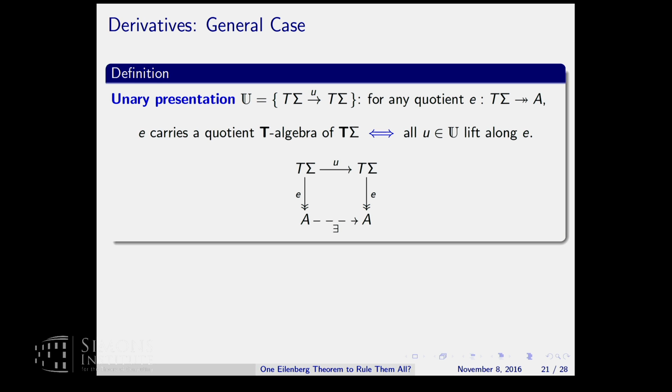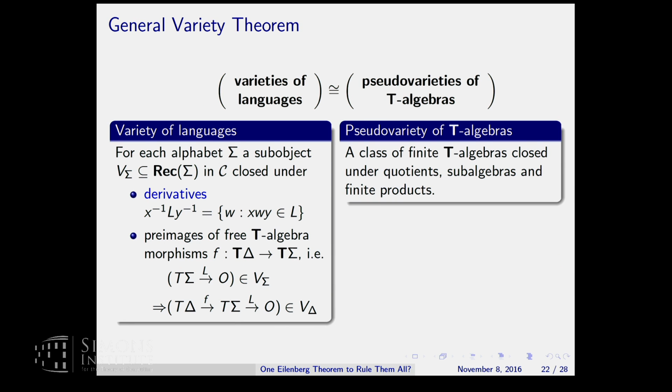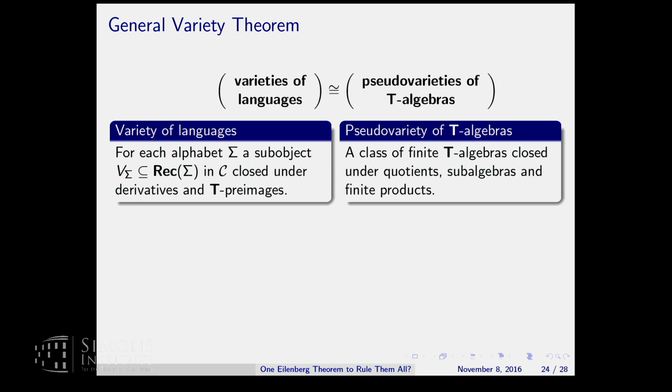And this is where I think for automata theorists the challenge is to come up with such a presentation that's good. But for what we are after, it's going to be a parameter. And with the help of such a unary representation, it's now easy to say what the derivative is. Because if you have a language and a unary operation, you just do precomposition, and that's your derived language. So coming back to the statement of the general Eilenberg theorem, it's now easy to say closed under derivatives. You just plug in what I just said. So we must have this unary representation. Then for all unary operations, if you have L in V sigma, its derivative is also in V sigma. Okay, so there is the generalized Eilenberg variety theorem.